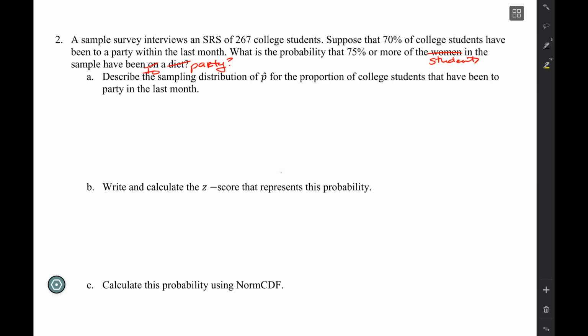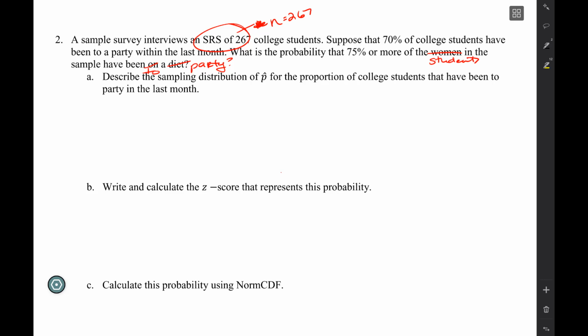But let's move on. A sample survey interviews an SRS of 267 college students. Suppose that 70% of college students have been to a party within the last month. What is the probability that 75% or more of the students in the sample have been to a party? Okay, well, let's go ahead and first notice some key things. SRS of 267, again, just like that last one. This is going to be my lowercase n because SRS, we know that stands for simple random sample.